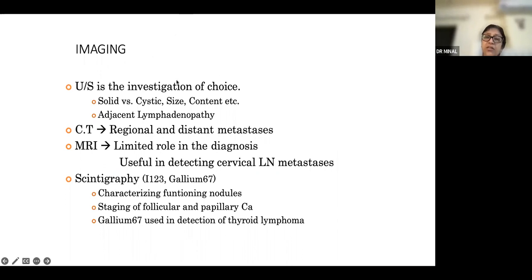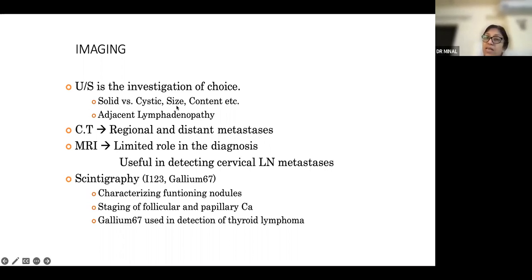Imaging studies or the imaging modalities. Ultrasound is the investigation of choice. You can go for ultrasound guided FNACs also. Ultrasound will tell you whether the nodule is solid or cystic. If it is cystic, you can aspirate it. If it refills, again aspirate it. So if after 3 aspirations, you have failed 3 aspirations, then you go for a surgery.